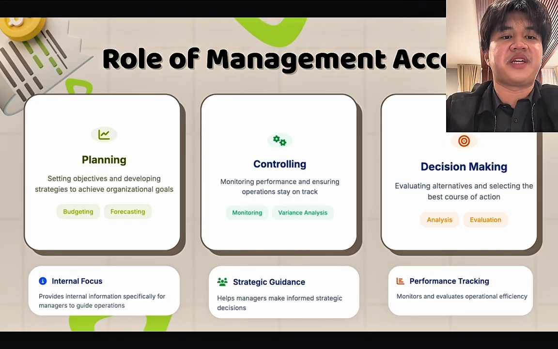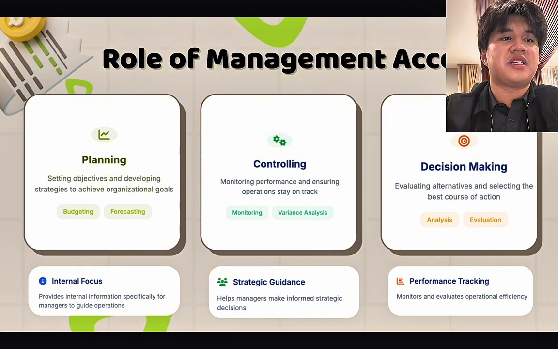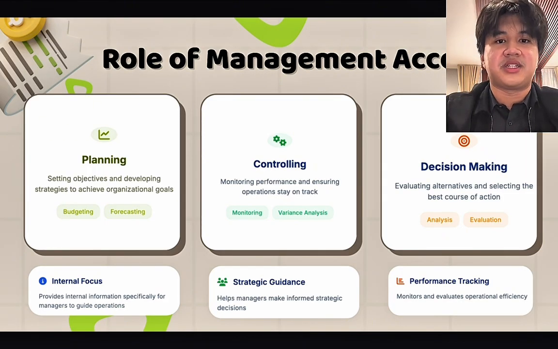Third is decision making, where managers use accounting data to choose the best course of action among the alternatives. Overall, management accounting provides internal financial information that helps managers guide operations and make better strategic decisions.